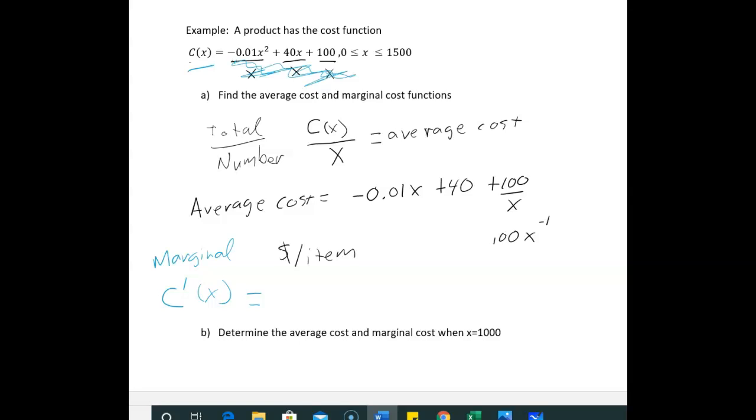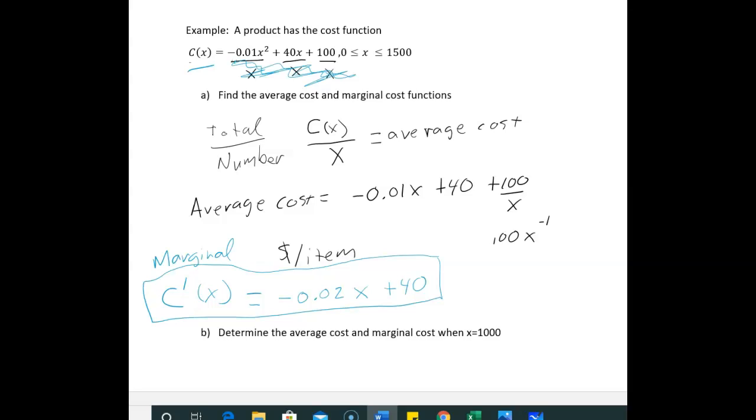So for the derivative of negative 0.01x squared, I get negative 0.02x. The derivative of 40x is simply the 40, and the derivative of 100 is 0. So this is my marginal cost function right here. Just take the derivative. So far, this is not the hardest problem you've done all semester. And it won't be. Part B, determine the average cost and marginal cost when x equals 1,000.